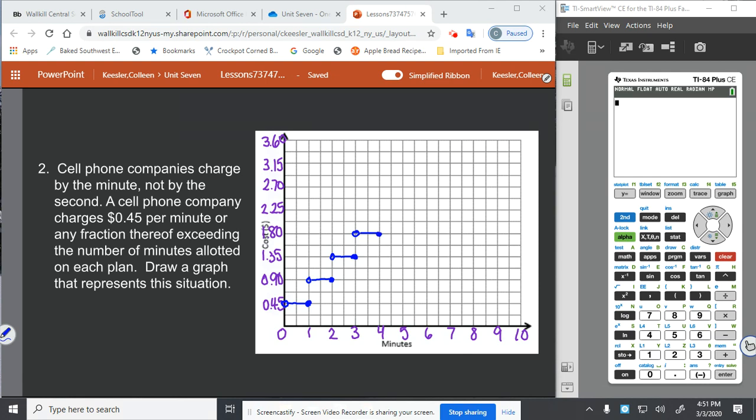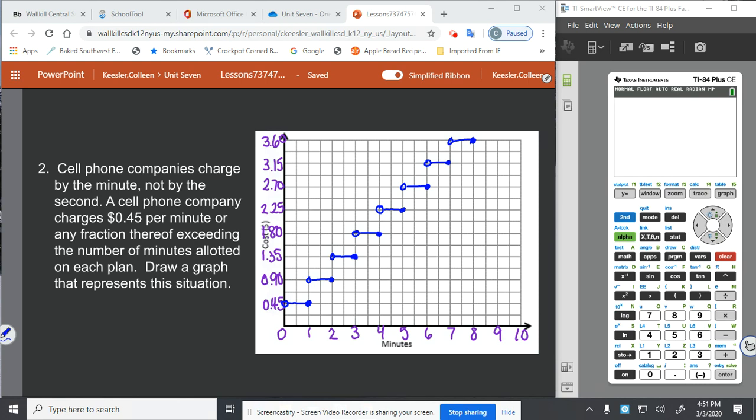Once we pass 4 minutes, we go to $2.25 until 5 minutes. Once we pass 5 minutes, we go to $2.70 until 6 minutes. Once we pass 6 minutes, we go to $3.15 until 7 minutes. And once we pass 7 minutes, we go to $3.60 until 8 minutes. So you see the repetition of the steps there.